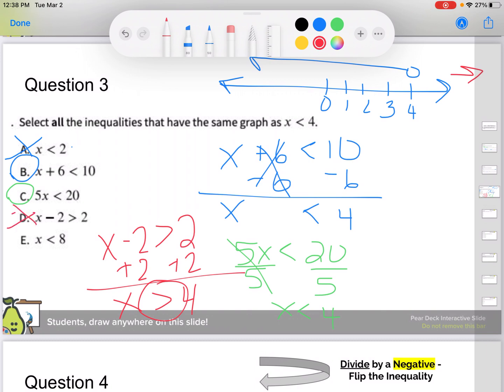And E is also out because if it's less than 8, that would include numbers 5, 6, and 7, which I can't include in this graph. So that means it's just B and C.